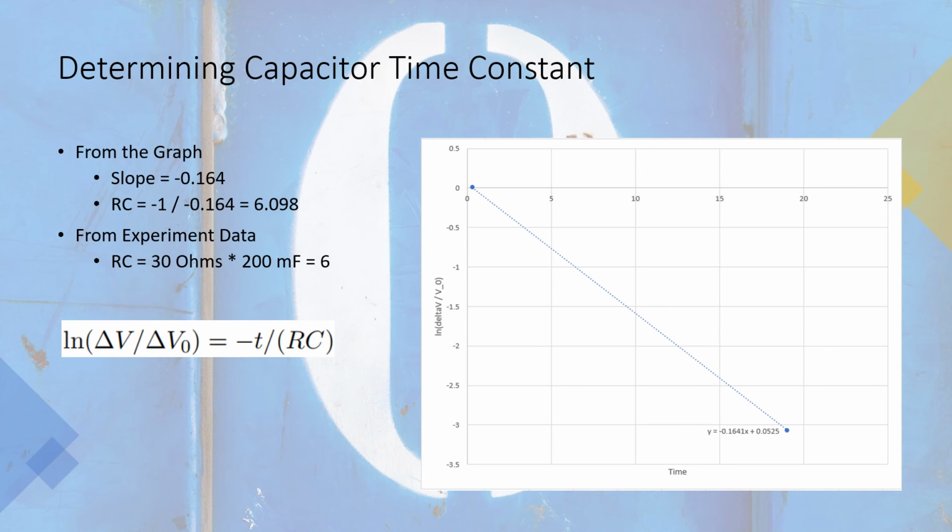So RC is equal to minus 1 over minus 0.164, which is equal to 6.098. To check this answer, we use the experiment data, so that RC is equal to 30 ohms times 200 millifarad, which is also equal to 6.